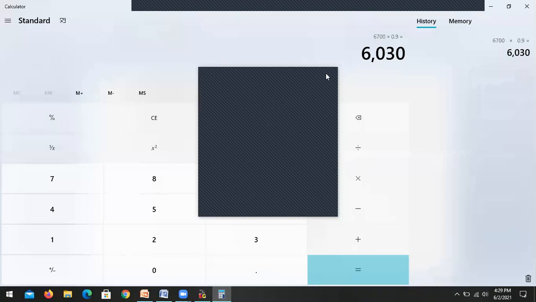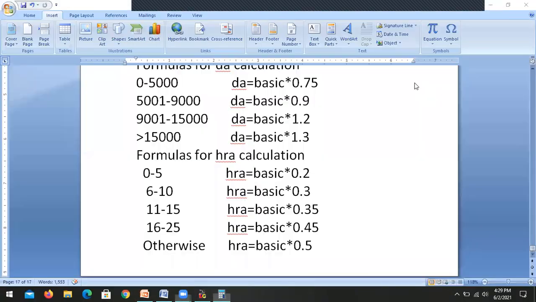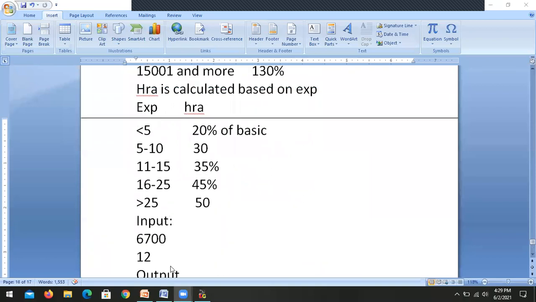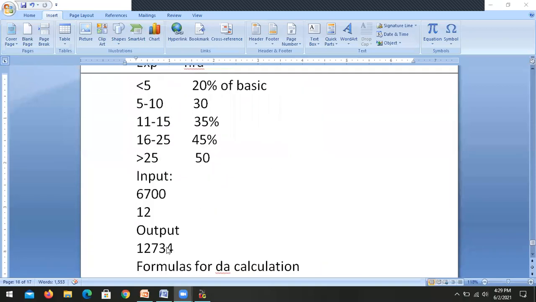You made a mistake, no problem. Yes. So this is the way; actually this is the wrong output. Actually 15,075 is the correct output, sir.